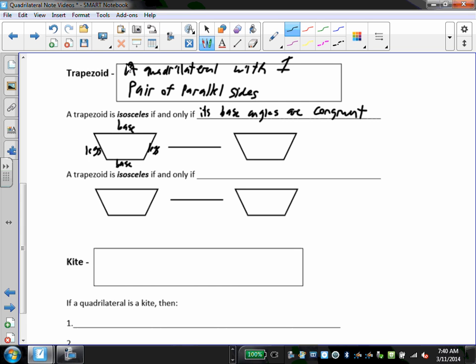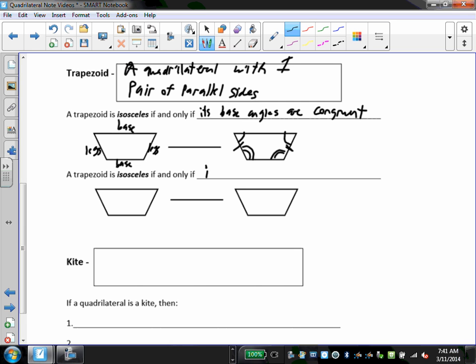So that means two things. One, this angle is going to be congruent to this angle, and two, this will be congruent to this one. If that's true, it's an isosceles trapezoid, which means that this side length is the same as this side length.